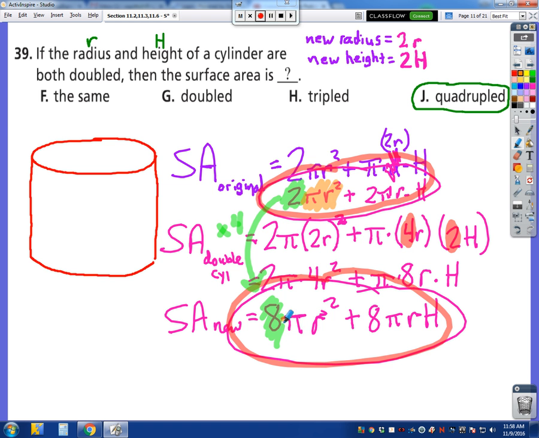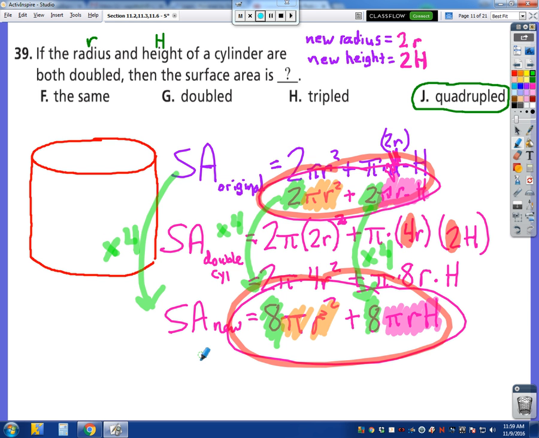I still got a pi r squared. Same thing on the end part here for the lateral area. This part ended pi r h, and this part still ends pi r h. But look at the coefficients, the numbers in front. It was a 2, and now it's an 8. So how many times bigger did the lateral area increase? Altogether by a factor of 4. So altogether, the original surface area is quadrupled to get our new surface area. And so that is why our answer is J, quadrupled. And that is the third problem.